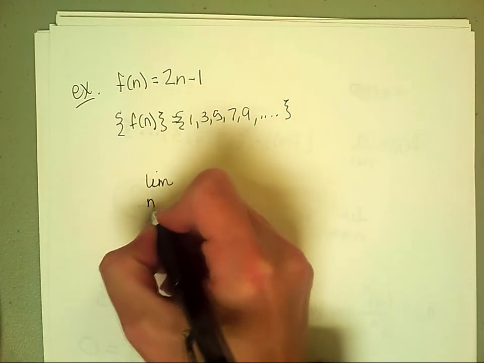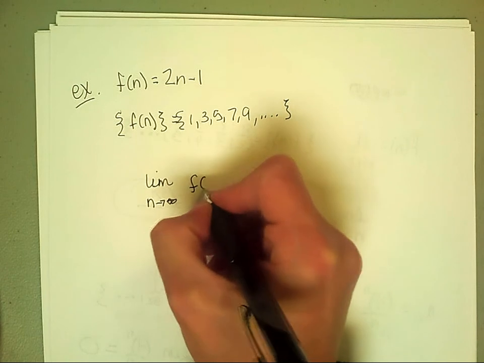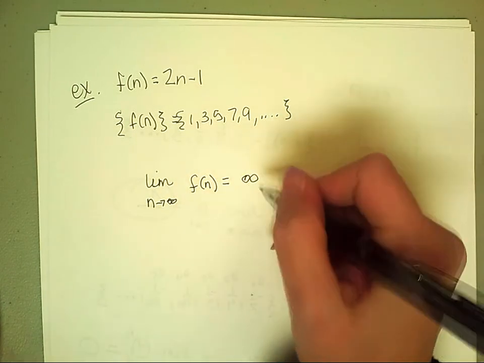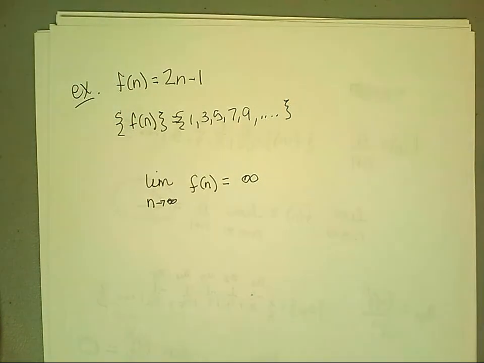So one thing we can write is that the limit as n goes to infinity of this function is equal to infinity. And remember, this is just notation where we know it's a divergent series, or sequence, I'm sorry.